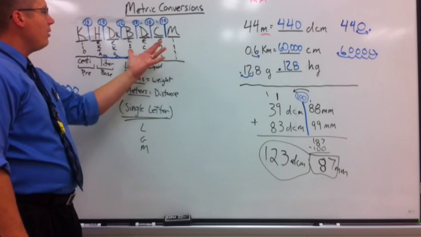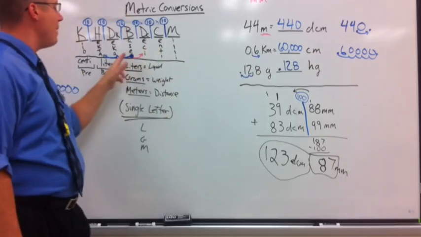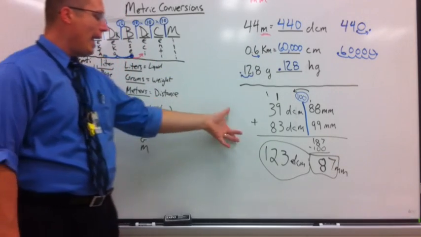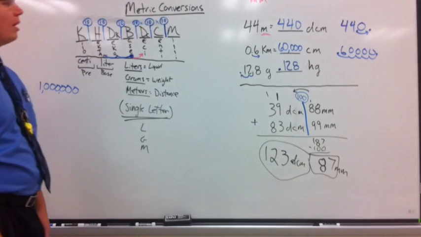Get your chart figured out, times by tens, convert, move the decimal the same amount as I move in the chart. When I add up, make sure I know what magic number goes in between the two labels. That's it.